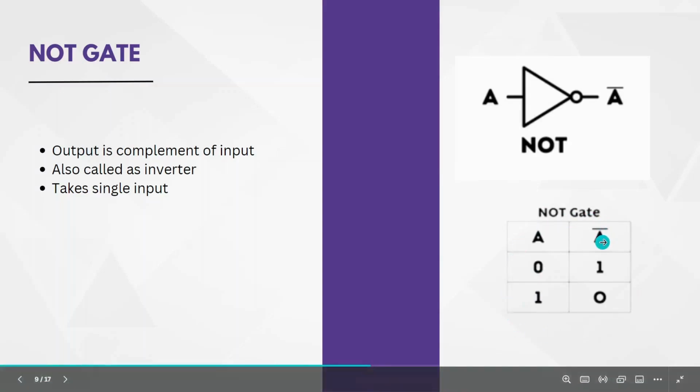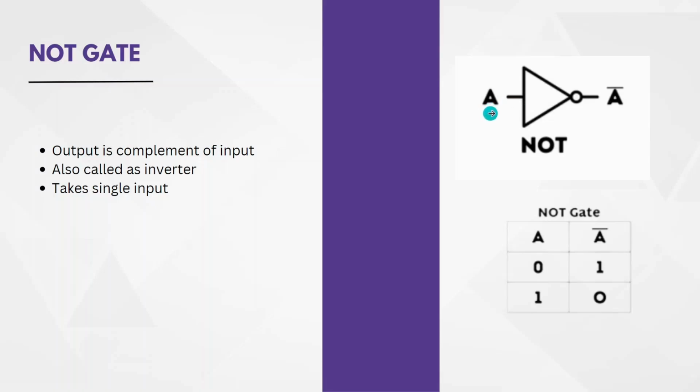We call this the truth table, and this is the symbol. And this is how we represent it. So if the input is A, then A bar is called the complement. This is also called an inverter. So this logic gate is used whenever we want to invert an input. That was a very simple logic gate.